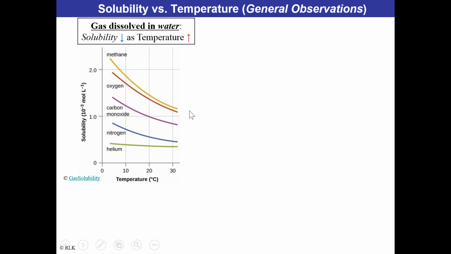So it's just an interesting characteristic of gases in water. You can see in this graph here, you have methane, oxygen, carbon monoxide, nitrogen, and helium. Carbon dioxide is not shown in this figure, but you could make a reasonable approximation that carbon dioxide would also follow the same trend line, and it would probably occur somewhere between carbon monoxide and oxygen. So I just wanted to share that with you. Basically, as things get warmer, it's less likely for the gas to remain in the solution.